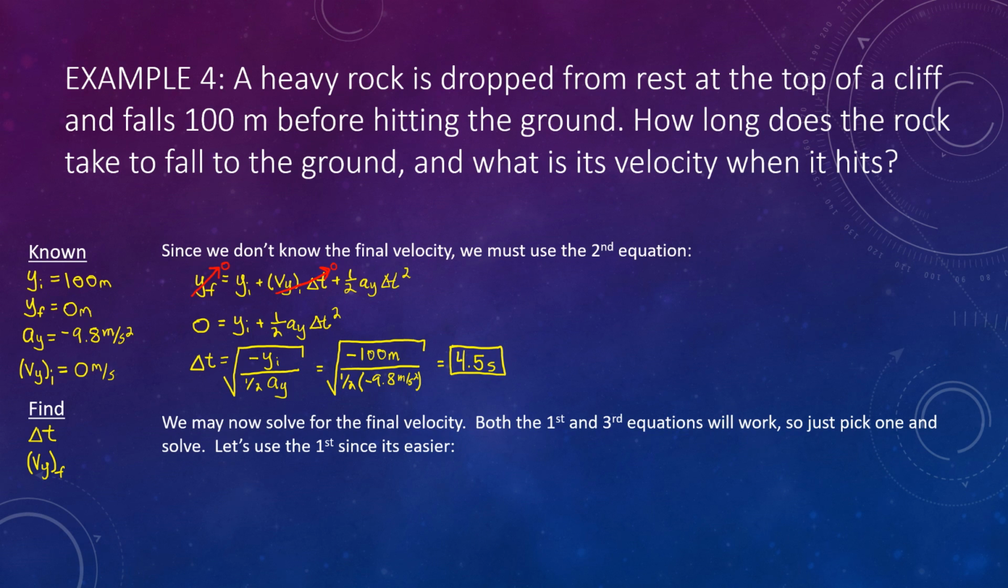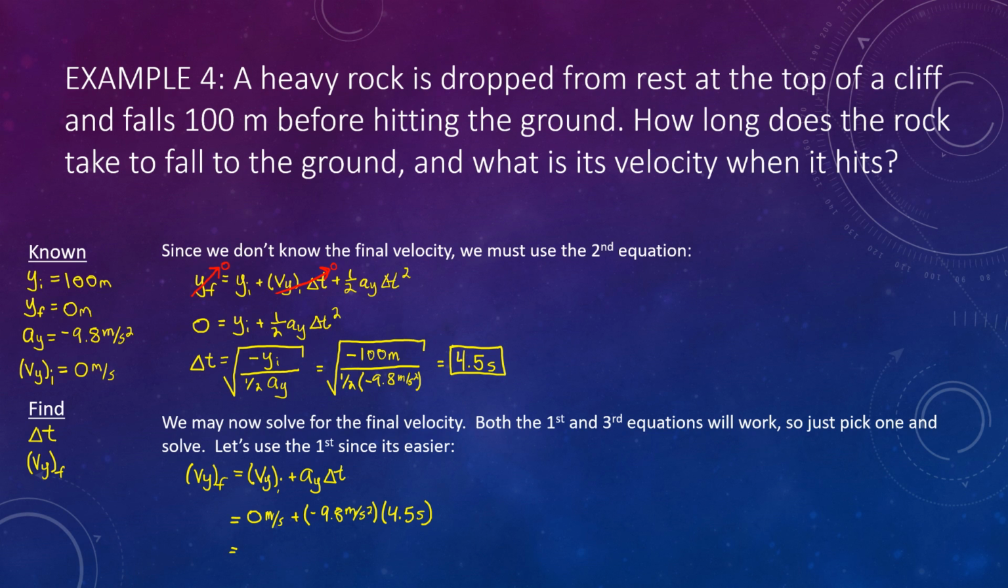Right, so we can now solve for the final velocity. Both 1 and 3 will work. Pick the easier one, in other words, equation 1. So we have the equation in full first, Vy final equals Vy initial plus Ay times delta t. We're lucky in this sense that we don't have to do any rearranging. We're solving for that final velocity, so we just get to plug our values in. We have an initial velocity of 0 meters per second, plus the acceleration of negative 9.8 meters per second squared, and the time interval again of 4.5 seconds that we solved for in the last part.